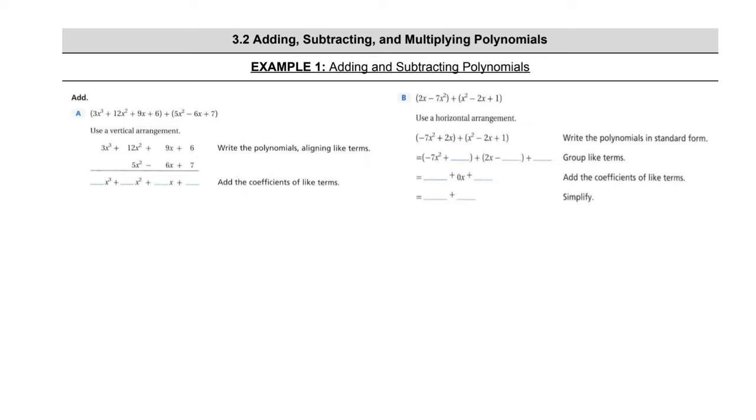You can do it vertically, where you line up the like terms. See how the x squareds are above each other, the x's and the constants, and there's no other x cubed, so that's by itself. So 3 plus nothing gives us 3x cubed. And all you're doing is adding together the coefficients. So 12x squared plus 5x squared is 17x squared. 9x minus 6x gives us positive 3x. And then 6 plus 7 gives us 13.